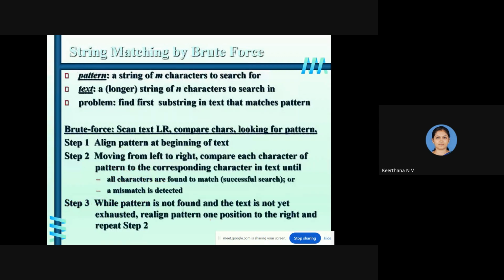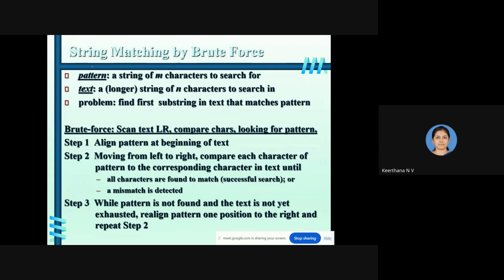The second thing is string matching by brute force. If an attacker wants to find out what messages you are sending in your email, two things must be considered: a pattern and a text. A pattern is a string of m characters, the string that is represented for searching. A text is how long a string extends. It can be a single line, two lines, or a paragraph.